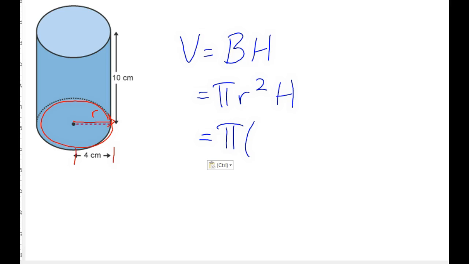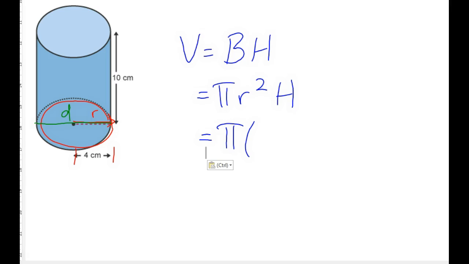Here's my radius. But remember, it's important to know that some questions will actually give you the whole distance across, and that's the diameter. And so if a question gives you the diameter, you need to divide that value by 2 to get the radius, because the radius is half of the way across.